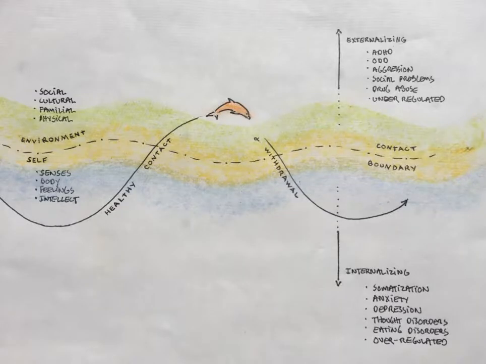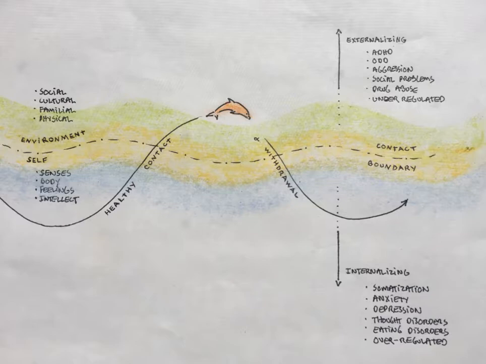I've done a modified drawing of this to try to also demonstrate another piece of this. So the Dolphin Squiggle there is his ability to leap out of the water, make contact with the world, come back into the water, right? That contact boundary, the yellow part, is the boundary between the self and the environment. So the self, again, the senses, the body, the feelings, the intellect, the environment, the social environment, cultural, familial, physical, needing to make contact. The dolphin needs to get air to breathe, but he lives in the water.